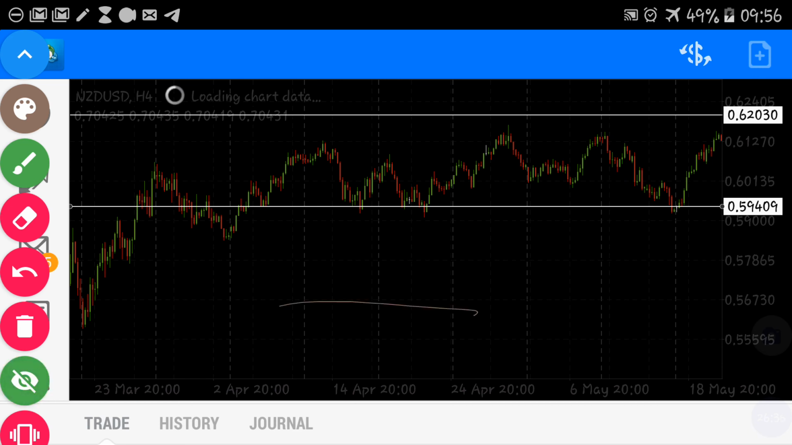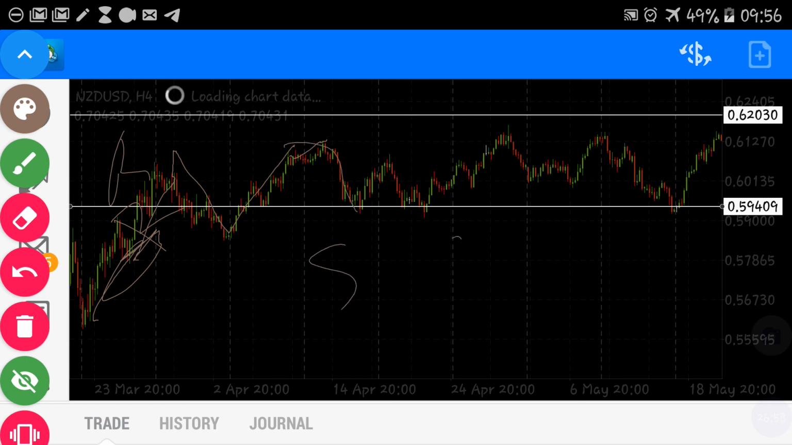Let me just show you this. Now you see, this was a resistance before, right? This was a resistance before when price was below it. Now it broke it up right here, and this former resistance is now support. It has now become a support. It is now below price, and it's now a support.